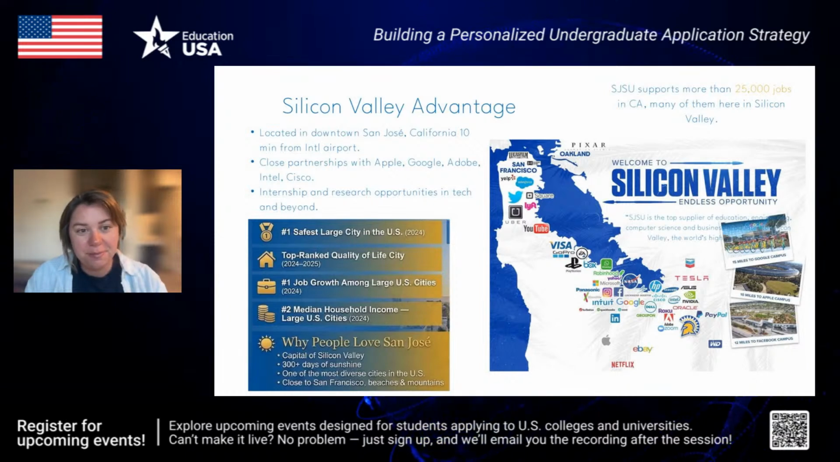Apart from the many opportunities, which is the #1 for international student employment outcomes in the US, there are over 300 days of sunshine. So it's actually just such a lovely place to be. Also, the #1 safest large city in the United States, and it's also very diverse.